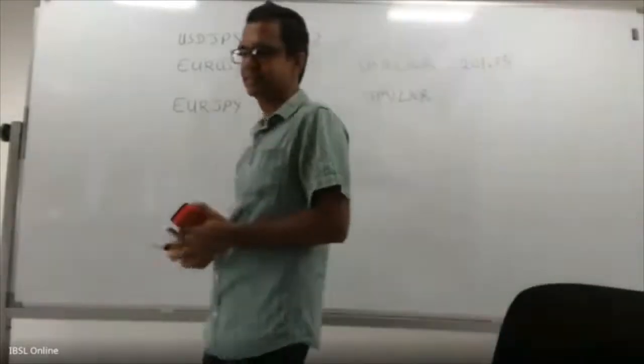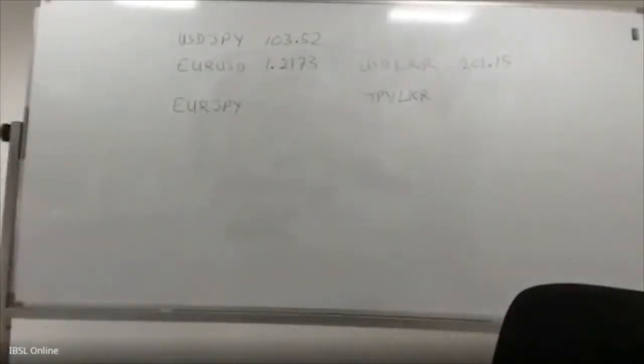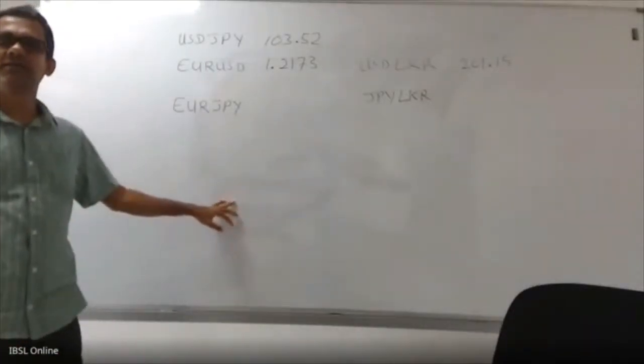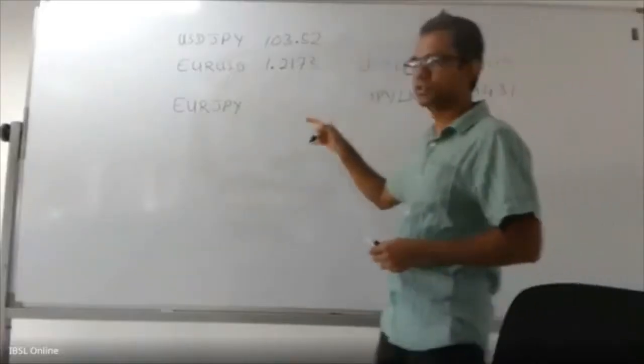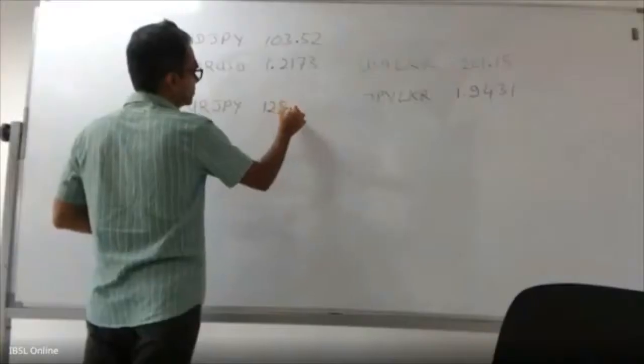What are the answers? JPY LKR is 1.9431. Now can you see the board properly? JPY LKR, what's the rate? 1.9431. EUR JPY is 125.99.